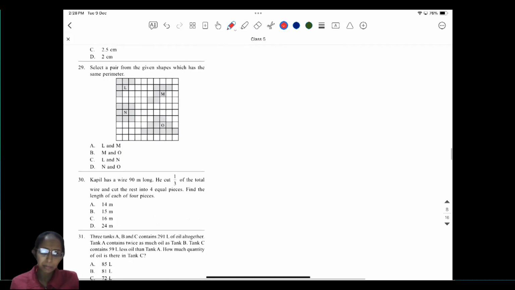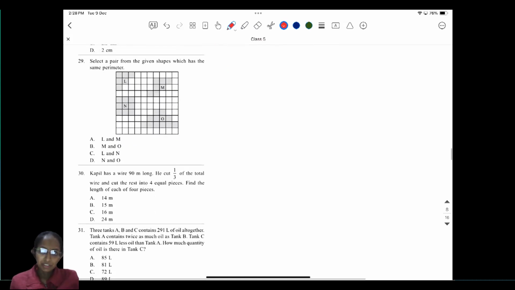Now select a pair from the given shapes. Which of the following has the same perimeter? L and M. For the perimeter of L, we need to count just the sides: 1, 2, 3, 4, 5, 6, 7, 8, 9, 10, 11, 12. And that of M is 1, 2, 3, 4, 5, 6, 7, 8, 9, 10, 11, 12, 13, 14. This is 14. They are not the same. Now M is 14.